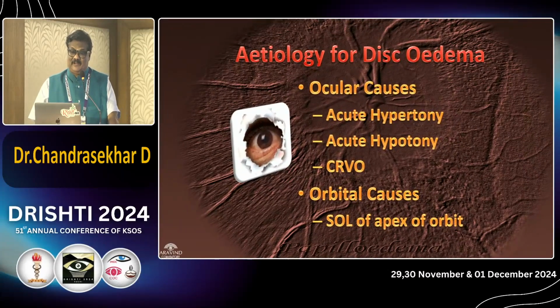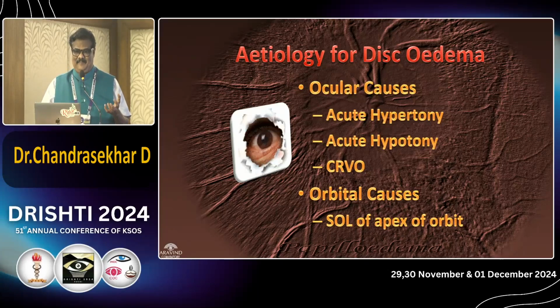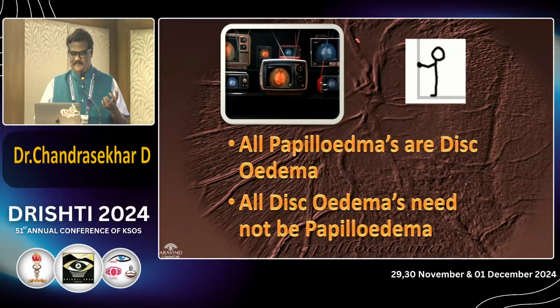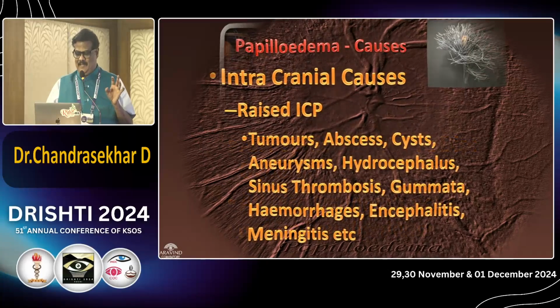So etiology for disc edemas could be ocular causes and orbital causes. They are not called papilledema. So acute hypertony, CRVO, and all space occupying lesions of the apex will cause disc edema, but they will not be called papilledema. Here again, remember, papillitis and AION don't come under this. You can call it disc edema, but these are the ones which I told are ocular causes and orbital causes. All papilledemas are disc edemas, but all disc edemas need not be papilledemas.